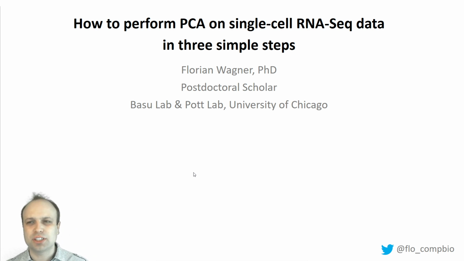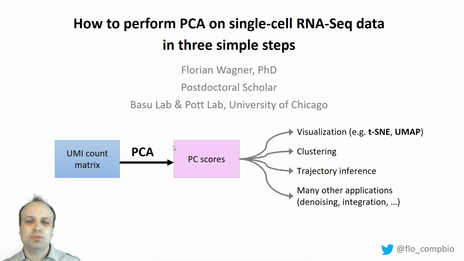And I wanted to talk about how you can perform PCA on single-cell RNA-Seq data in 3 simple steps. And as you probably know, PCA is a key step in many single-cell RNA-Seq analysis workflows. So often when you're doing visualization with t-SNE or UMAP, or you're doing clustering or trajectory inference or many other things, what you're actually working with are these principal component scores, which are the result of a principal component analysis. So that's why I wanted to make this video, because it's a very important step.